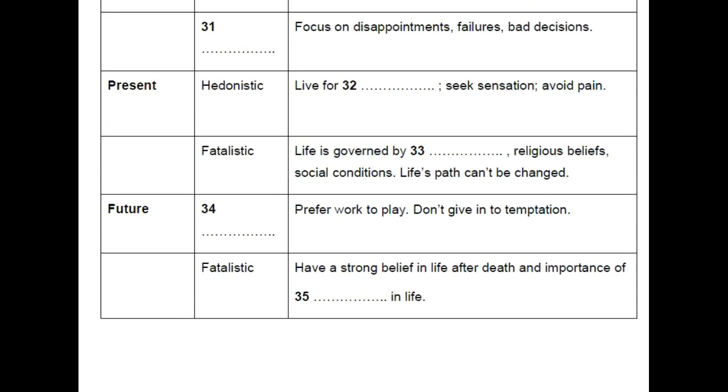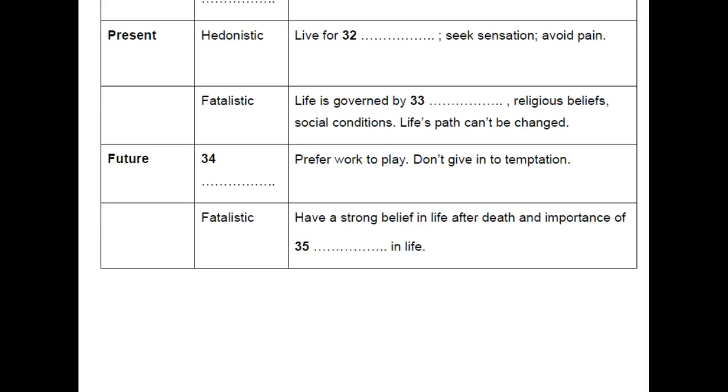Looking at the future time zone, we can see that people classified as future active are the planners and go-getters. They work rather than play and resist temptation. Decisions are made based on potential consequences, not on the experience itself. A second future-orientated perspective, future fatalistic, is driven by the certainty of life after death and some kind of a judgment day when they will be assessed on how virtuously they have lived and what success they have had in their lives. Okay, let's move on.